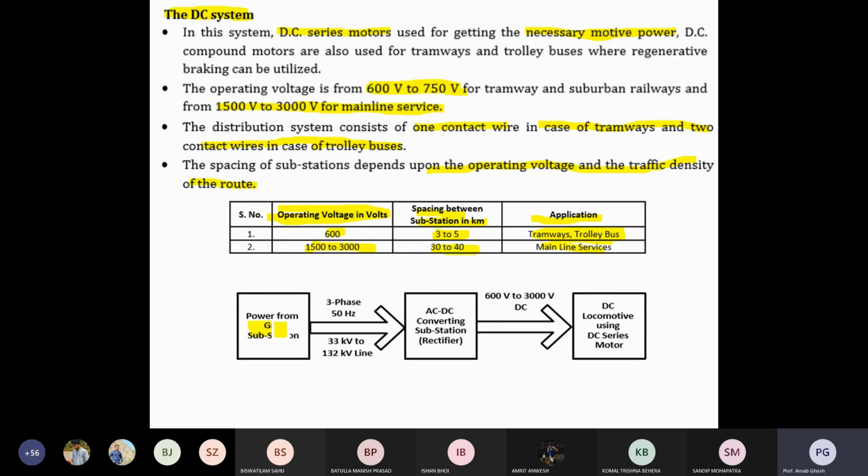Power grid from the substation, that is 3 phase AC, 50 hertz, then it is converted to 33 kV to 132 kV. Then the AC-DC converting substation or rectifier. Finally from the rectifier you will get the overhead DC connections. From the DC you can avail the DC power and you drive your system. That may be 600 volt to 3000 volt in DC. The DC locomotive normally uses a DC series motor. Okay, this is your DC system.